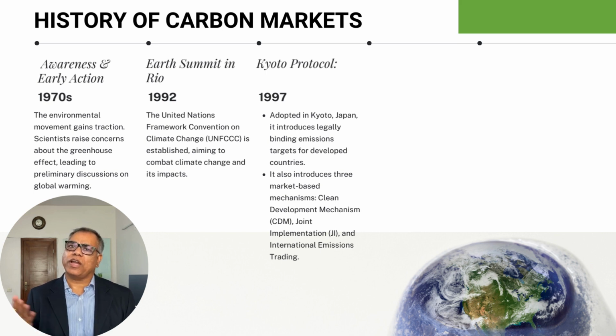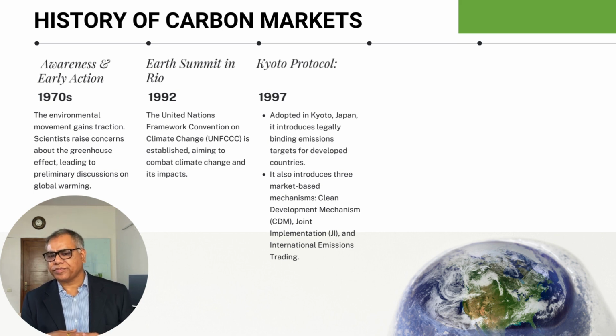They were considered as non-Annex 1 countries. That means they did not have a target, but if they were able to reduce some CO2 emissions, they would be able to sell them in the form of carbon credits. That's how the Kyoto Protocol became of very important historical significance in terms of carbon trading.